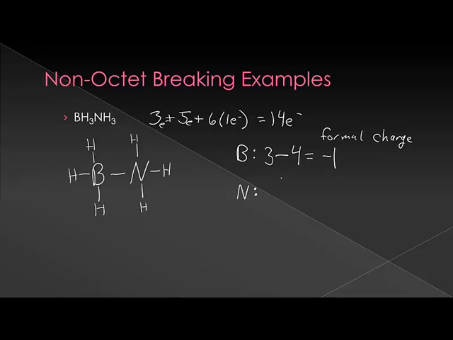Now let's look at nitrogen. We go to the periodic table and we see that it has 5 electrons. Now if we come over here, we'll see that it has 1, 2, 3, 4 electrons because it has 4 bonds and no lone pairs. So it has a formal charge of +1.